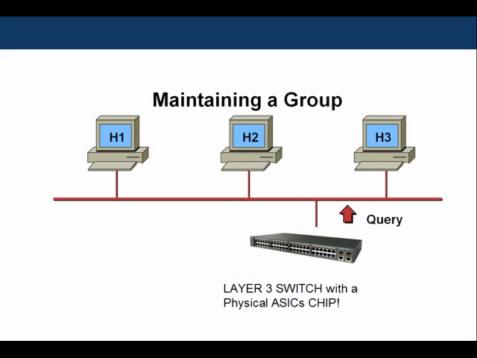The solution to this problem is a layer 3 switch capable of multicast queries. The switch needs to have a physical ASIC chip, that's an application-specific integrated circuit chip, and should have the functionality of either PIM sparse mode or dense mode, depending on what your vendor supports.